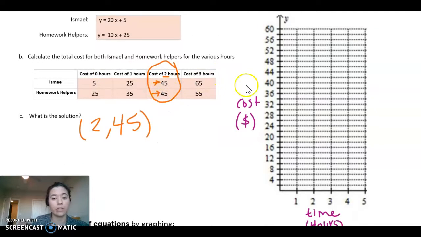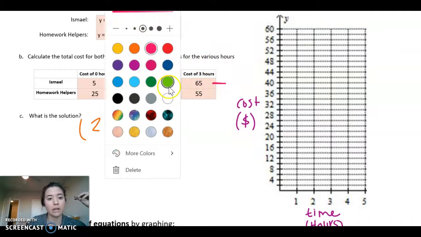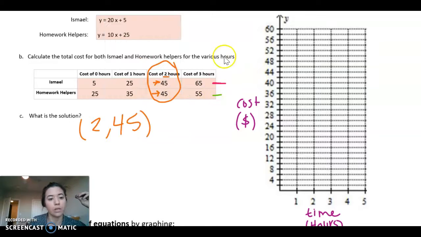Now let me graph this for you so we can make this a little clearer and so you can see where to find the solution on a graph. I'm going to graph Ishmael in pink, and then I'll graph homework helpers in green. I'm going to go through and just plot these points. You can pause me and do it, or follow along with me. So we have the point 0, 5. 0 is right here. That goes by 2s: 2, 4, 6. 5 is in between 4 and 6.